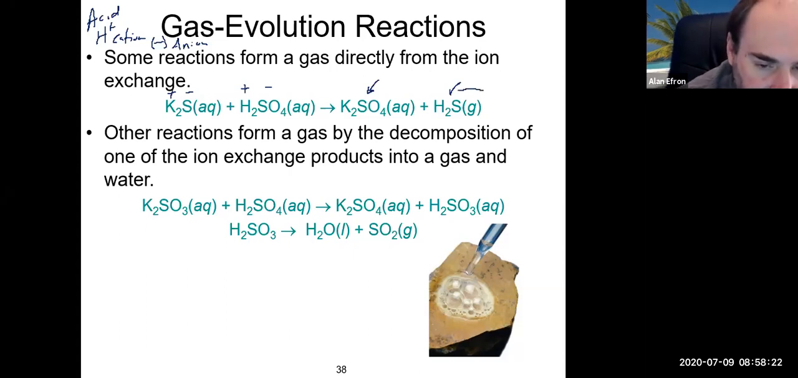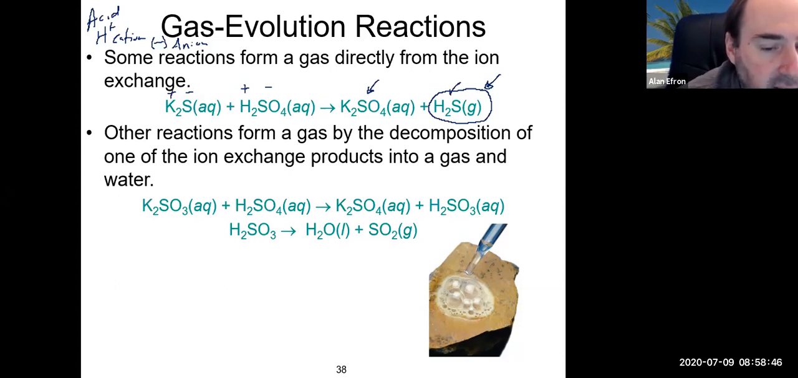You can see by that product there, this is what happens. And if you went through your total ionic equation and your net ionic equation, remember this would not break apart. So you would be left with something like 2H plus plus S2 minus makes H2S.